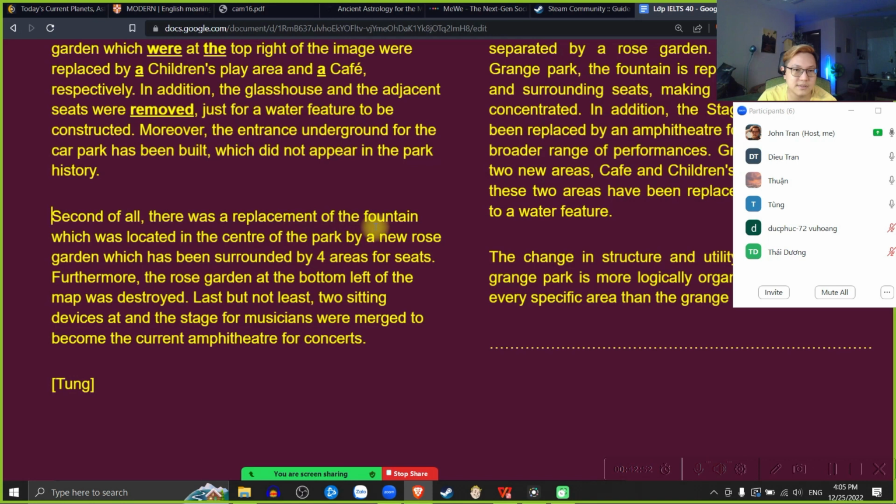Check out, there was a replacement fountain. Có sự thay thế replacement fountain. Replaced by, which has been surrounded by 4 areas of seats. Okay. Cái chỗ này phải làm rõ ra rose garden nào, cho nên chỗ này phải giữ rose garden. Here you need to say clearly which rose garden you're talking about. So keep the word rose garden here.